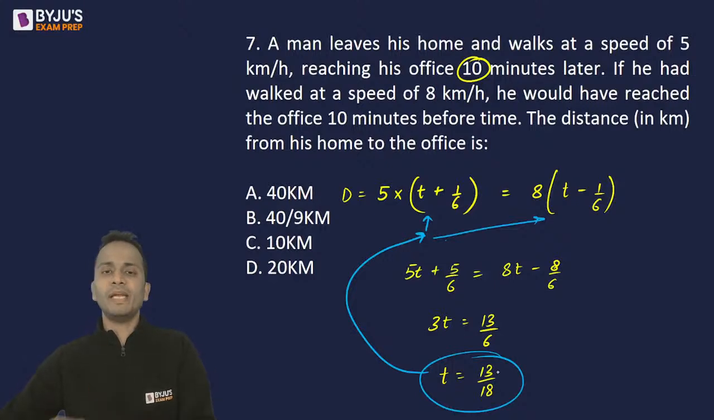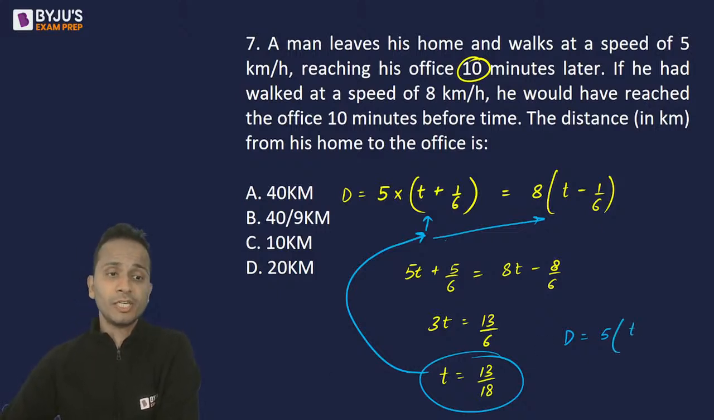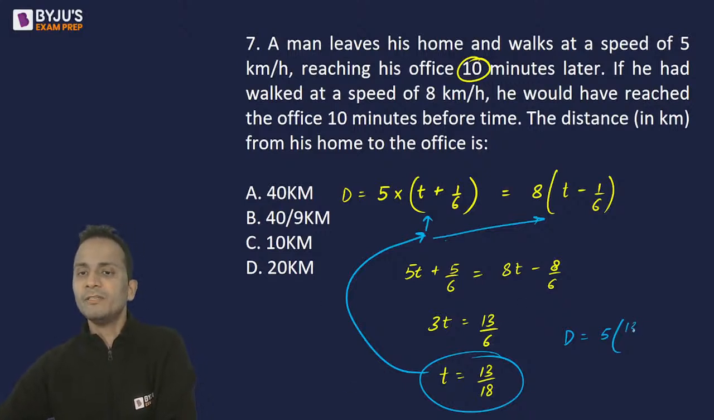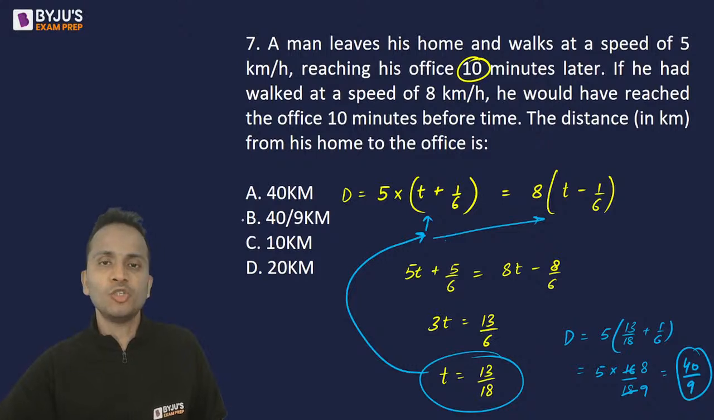So t का value 13 by 18 put कर देते हैं. So distance is equal to 5 multiplied by t, which is 13 by 18, direct substitute कर देते हैं. So 13 by 18 plus 1 by 6. So simplify करो. 5 multiplied by it will be 13 plus 3, 16 upon 18. This is 8, this is 9. 8 into 5 is 40 divided by 9 kilometers will be the distance from his home to his office.